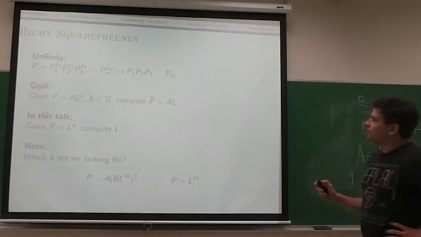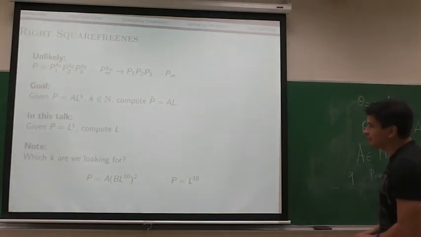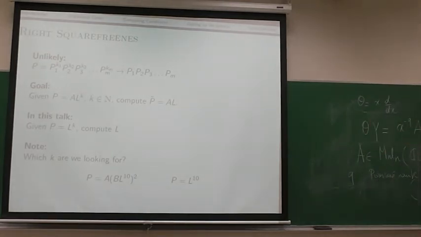And there you have to realize that these two problems are kind of different, because consider which K we are looking for. If P is in the form of A times L to the K, the K that you're actually looking for would be the smallest K that you can find, because then you would apply the algorithm recursively on this part. And for this problem here, you want to find the largest K. So in this case, it would be 10, because if you only find 2, then you would end up with L to the 5, and you want to find L and not L to the 5.